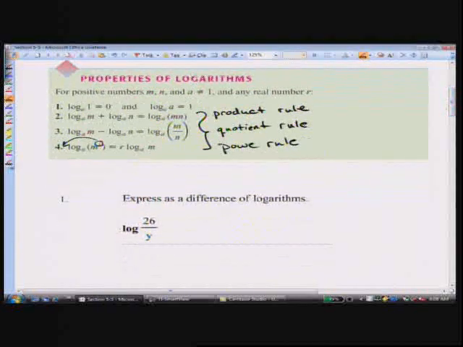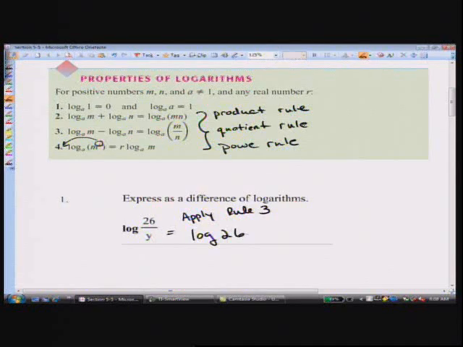All right, so express as the difference of logarithms. Notice that you have a quotient, so you will just apply rule 3, and you will do this: the log of 26 minus the log of y. Now remember, when there isn't a base, it's understood to be 10. So this is base 10. You just leave your answer like that. That's all they wanted, to make sure you understood the quotient rule.